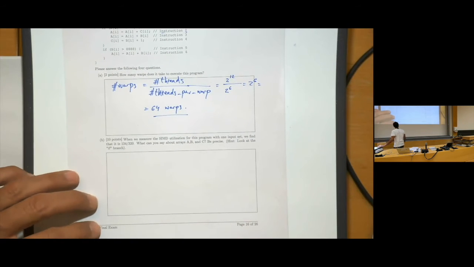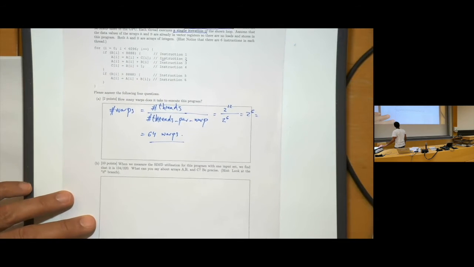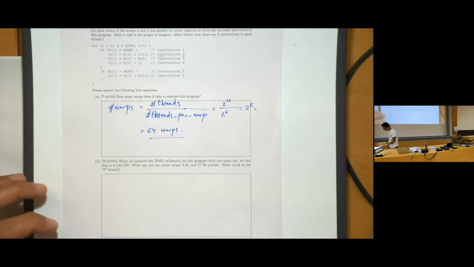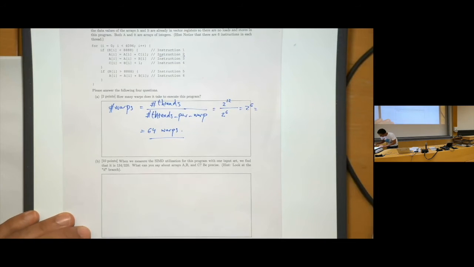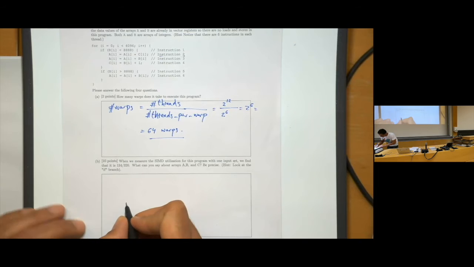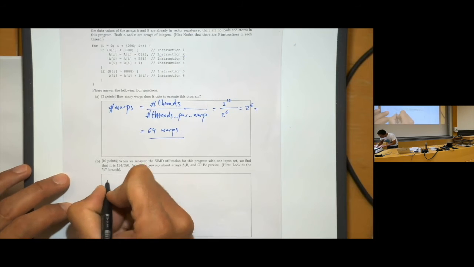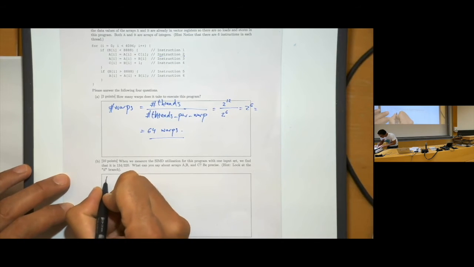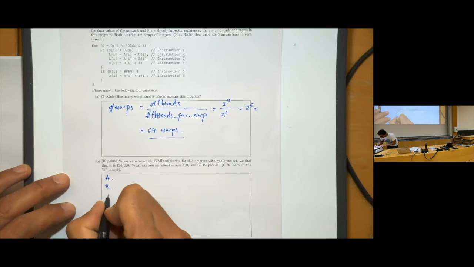Okay, second one, it says we measure the SIMD utilization for this program with one input set. We find that it is 134 over 320. What can you say about arrays A, B, and C? Be precise and look at the if branch; that is the hint that we are giving here. So we have three arrays, and we are being asked about three arrays, A, B, and C.